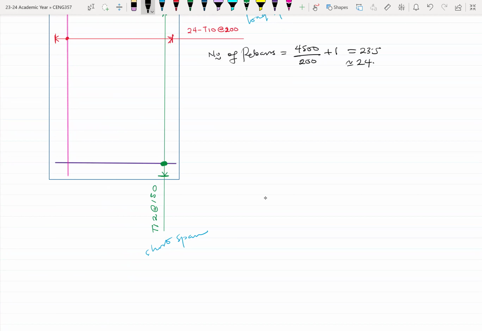Then for the short span, the number of rebars will be 6,300 divided by 150 plus 1, and that's going to be a lot compared to the other one. So that would be 43. So here I could also come in and write 43 T12.